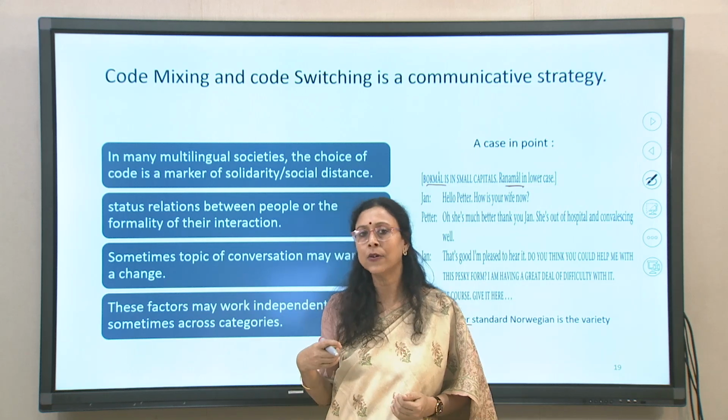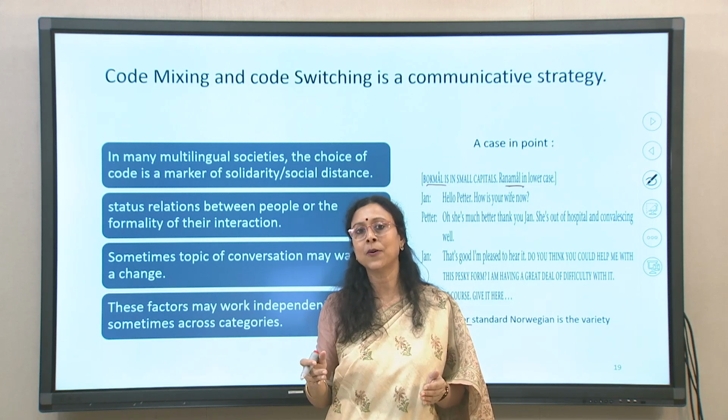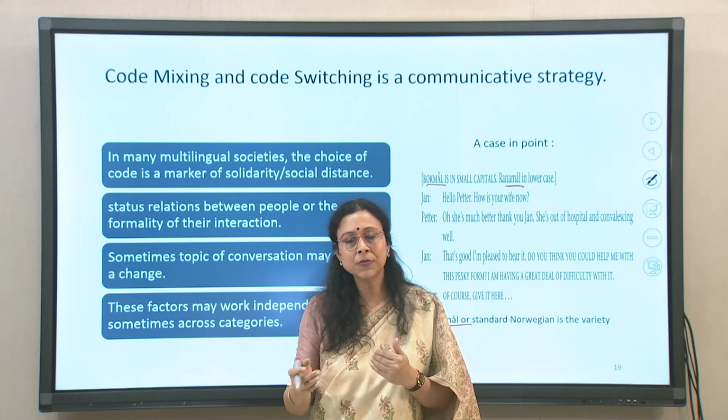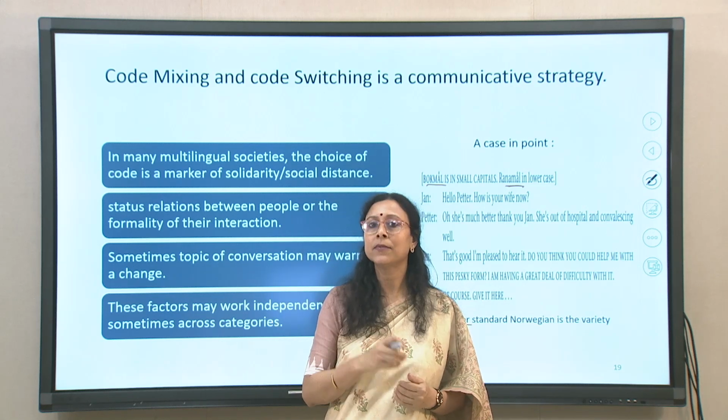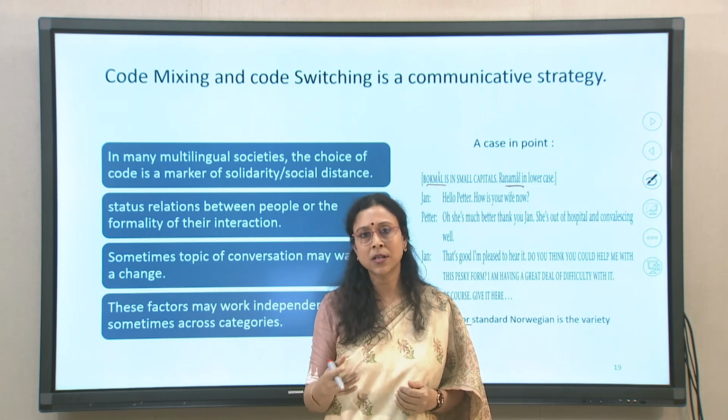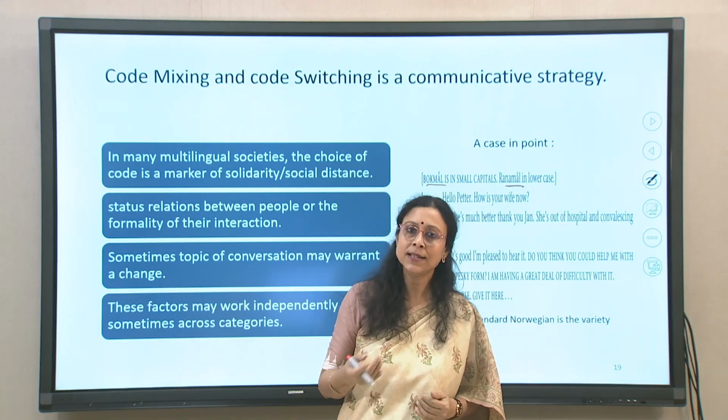Now, this is a scenario where the setting is formal, but the relationship between the two persons conversing is informal, meaning they are from the same neighborhood, they are neighbors, they know each other very well, they know their families and so on.